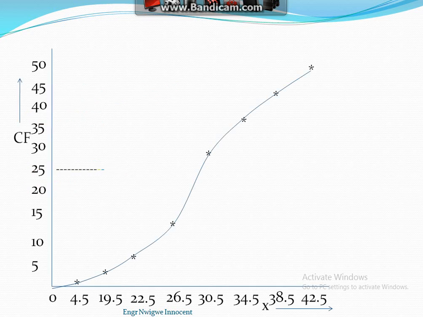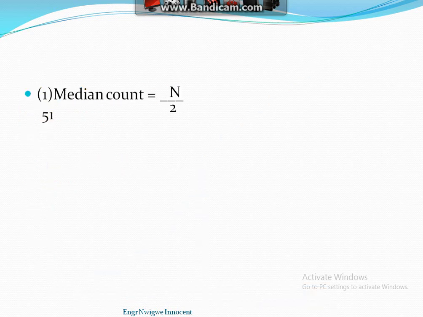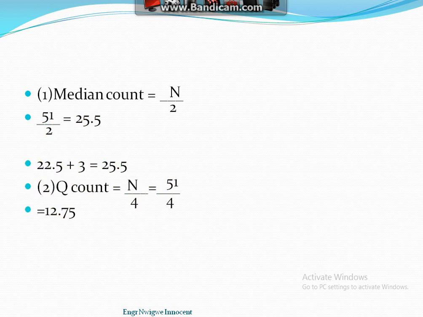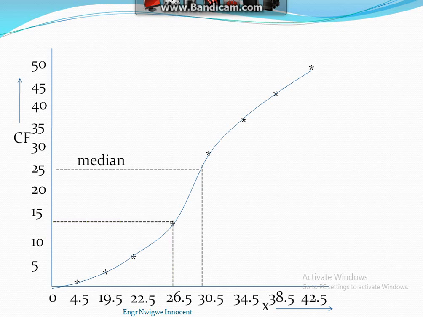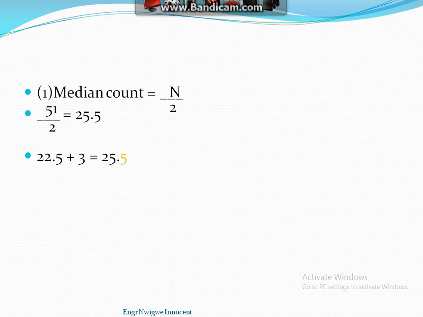The 60th percentile is 60 times n over 100, which is 60 times 51 over 100, which gives us 30.6. Then trace 30.6 on the vertical axis, where they meet is 26.5 plus 2, which is equal to 28.5.